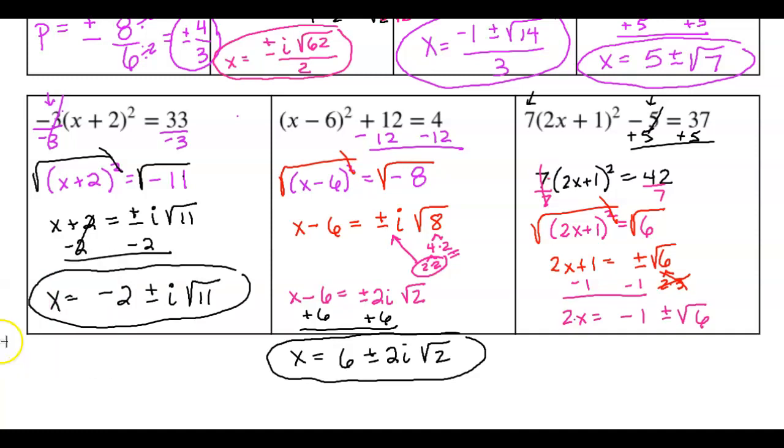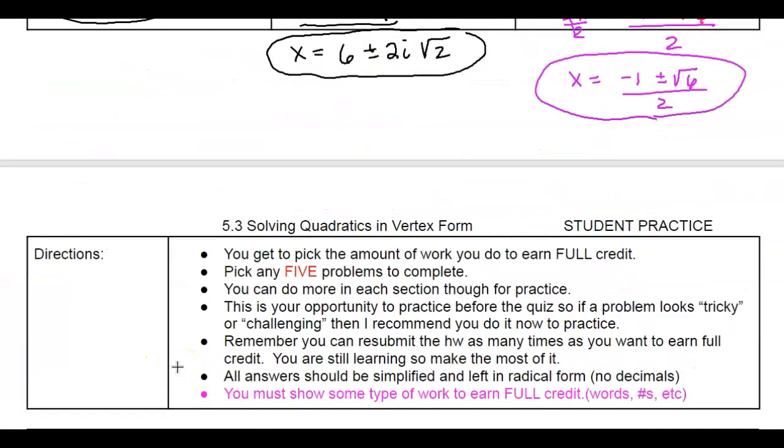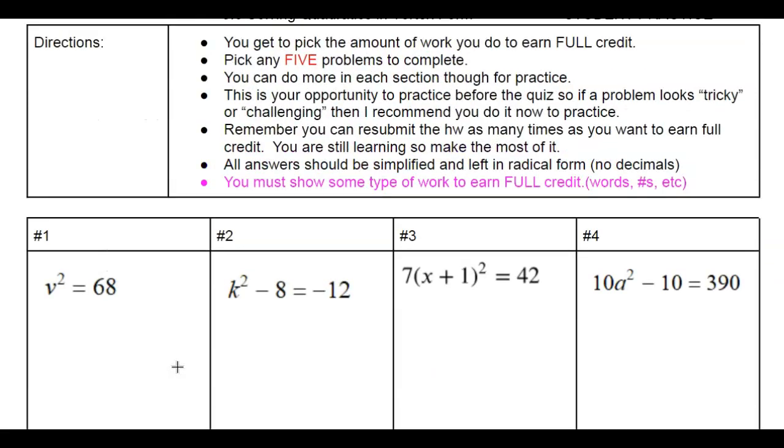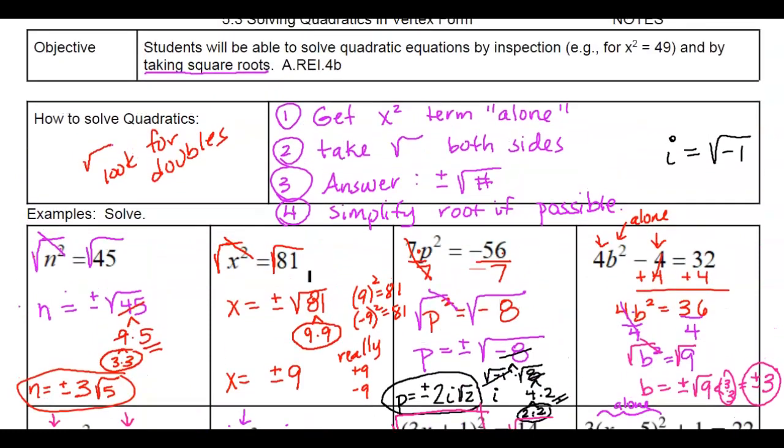And then the last step to get x alone is to divide by 2. And when you divide everything, x equals -1 plus or minus root 6 divided by 2. All right, these have some work for sure. So on your student practice, you're going to pick some problems to do. Okay, email me if you have any questions.